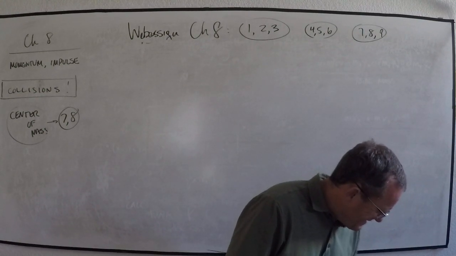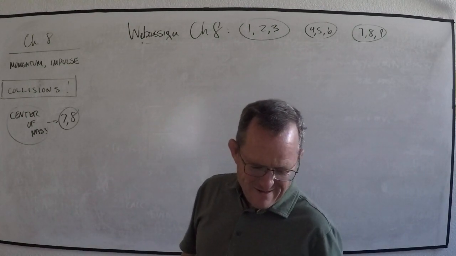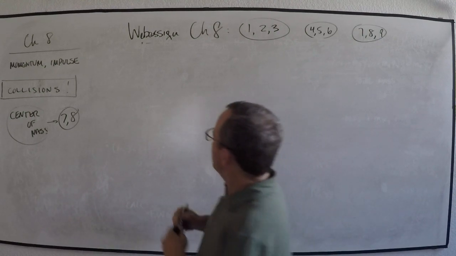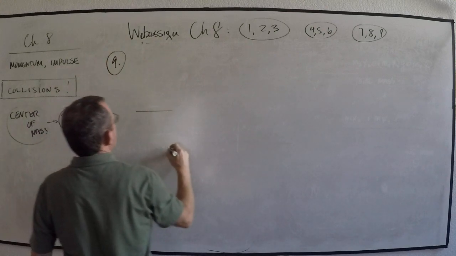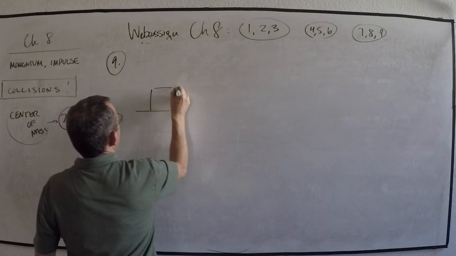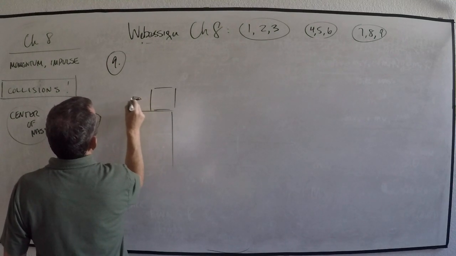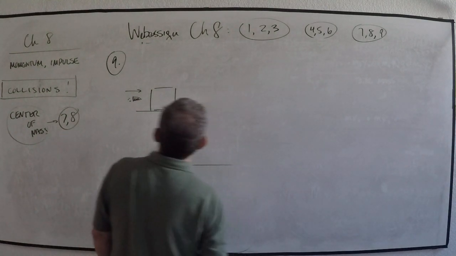What do you want? Oh boy. Uh-oh. Trouble's coming. All right. I'll get this done, and I'll deal with trouble. So they're giving you a picture. It looks like this. This is number 9. We've got a block here. The block is about to get hit by a bullet. So this is going to be picture 1.